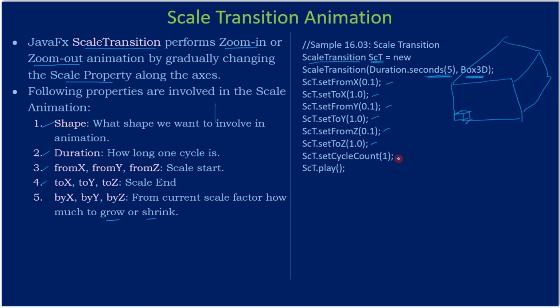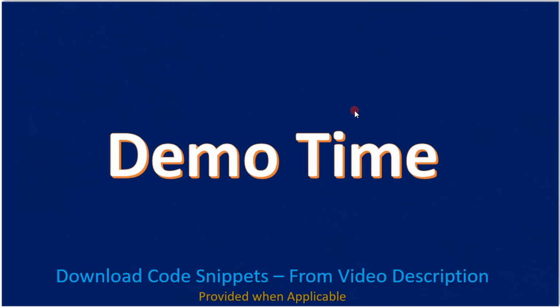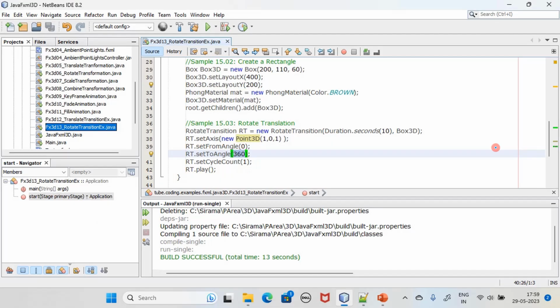Cycle count is 1, and the duration, if you see, we are giving 5 seconds. That's enough to see the zoom in here. The object is growing here from 0.1 to 1. You can set it in the reverse direction also, 1 to 0.1. In that case the object will shrink. Now let's go to the demo and see how it works.